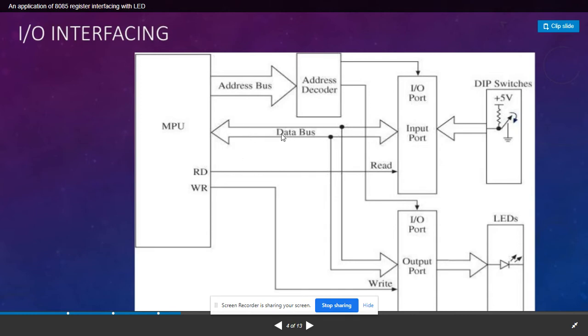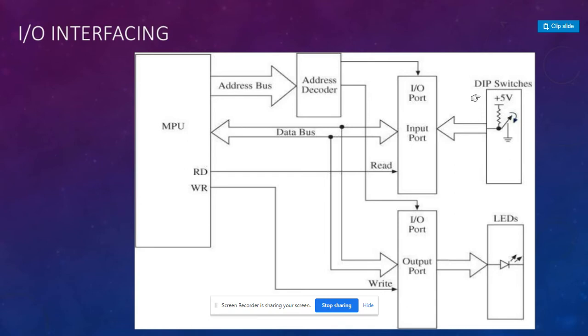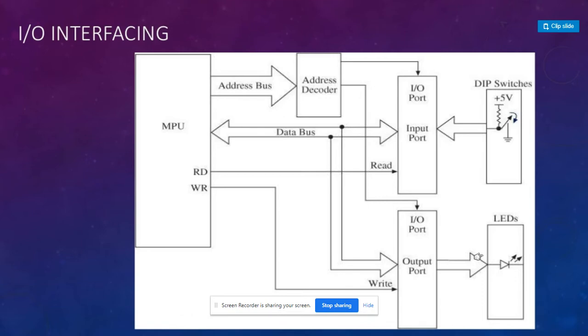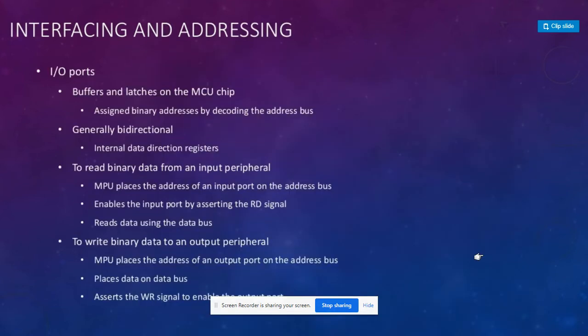Data bus is the bidirectional bus that carries the data from microprocessor to input output device and vice versa. Here are also some control signals, that is read and write signals. These are used to control the reading operation and the writing operation. Reading operation is used if the device is an input device, and writing operation is used when the device is an output device. For example, dip switches function as an input device, and LEDs work as an output device. So here is the introduction of how this interfacing is carried out.